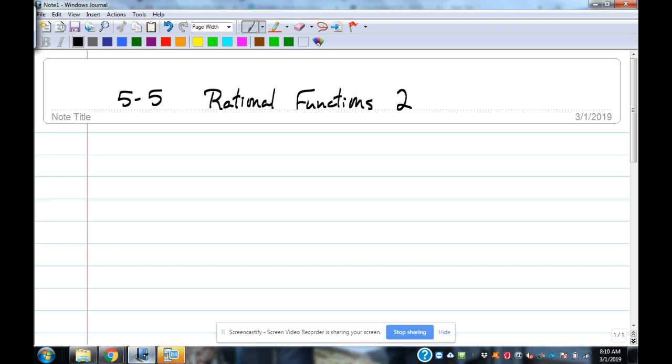Right, so we're going to go through rational functions. It's the second part, getting the last little bit of stuff. So, things that we did yesterday. First thing that we found was the domain.